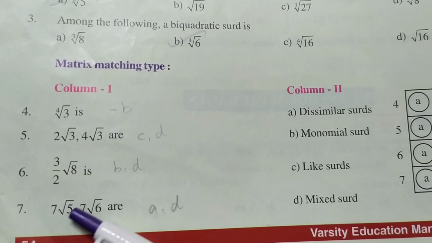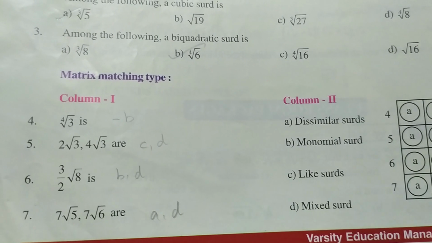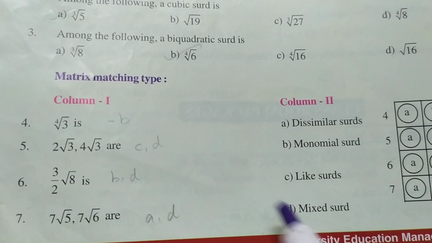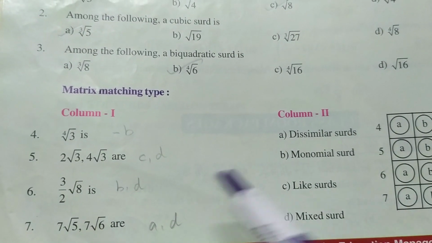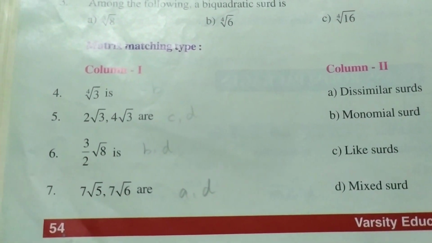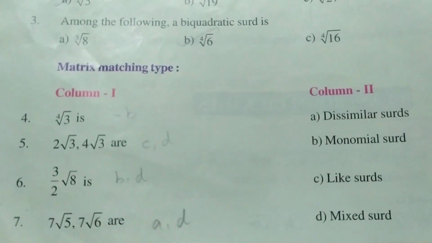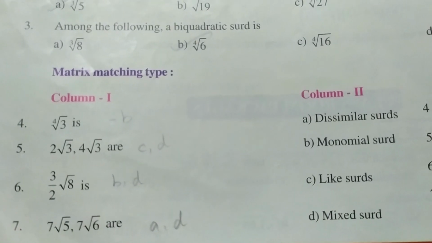Here 7 root 5 and 7 root 6 are dissimilar surds, because root 5 and root 6 are coming. And it's obviously a mixed surd because the coefficient is 7. That is, when the coefficient is other than 1, it refers to the mixed surd only. As here we are having the coefficient as 7, it is definitely a mixed surd.